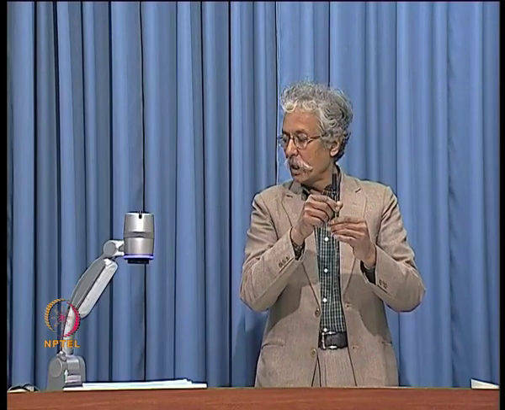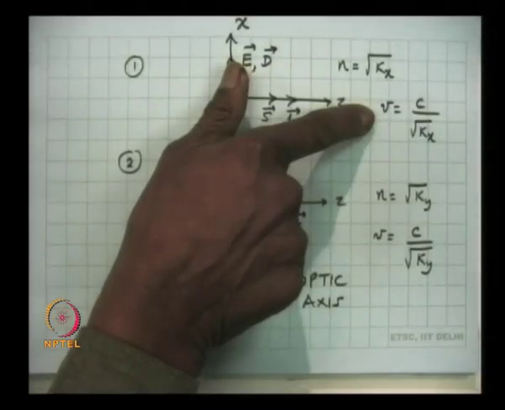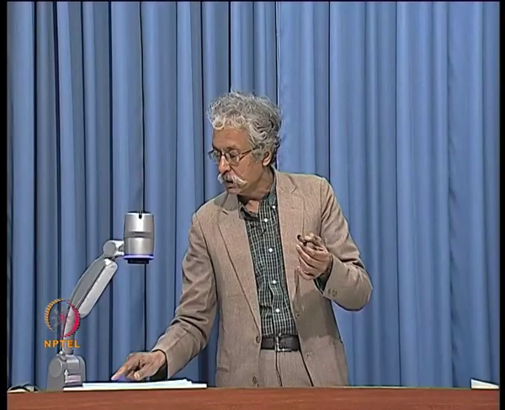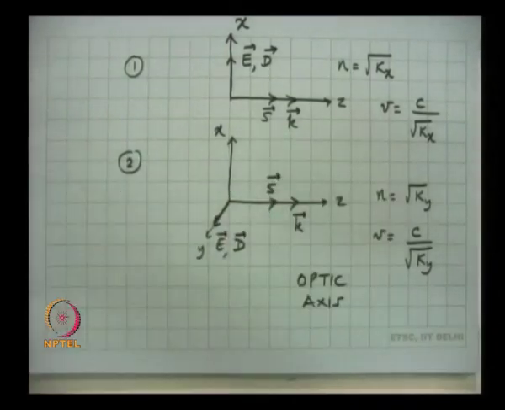If you consider any other polarization state propagating along this direction, I would have to break it up into the x eigenmode and the y eigenmode. The x component will propagate with this velocity c by square root of kx, the y component will propagate with a velocity c by square root of ky, and if the velocities are unequal, then they will have an additional phase difference, and so the polarization state will change as it propagates.